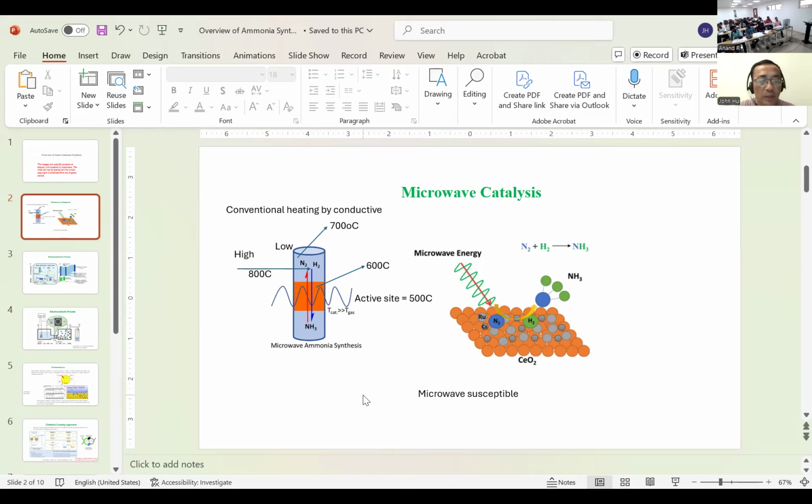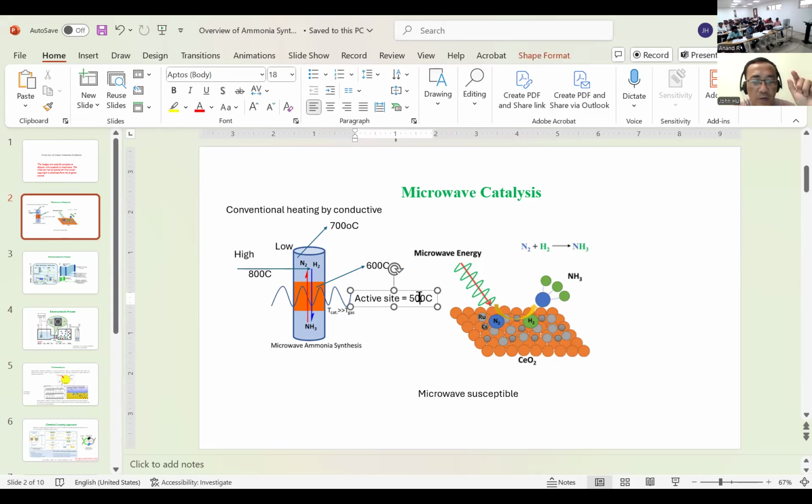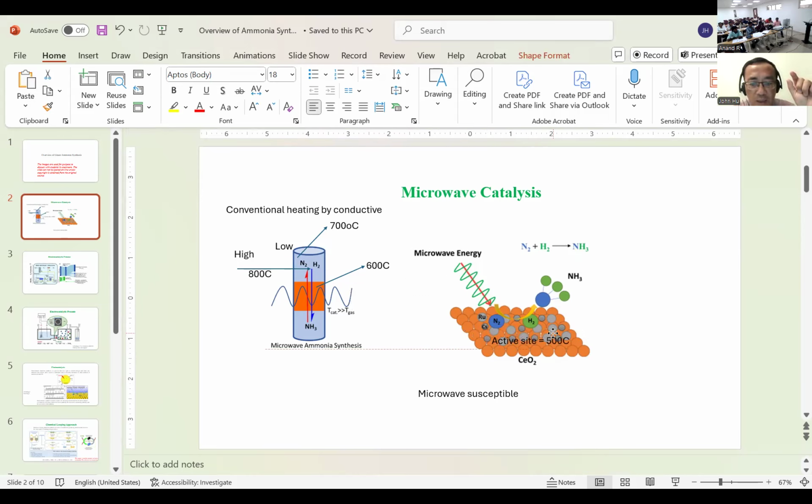But the microwave in the research in my laboratory is not 2.45 gigahertz. The frequency can change. So we can activate a water molecule, and we can also activate a solid catalyst active site. Different materials can be induced by different frequency and different power. So basically, with microwave sources, we can get this 500 degrees C active site directly. Make sense? It's selective heating, more efficient.